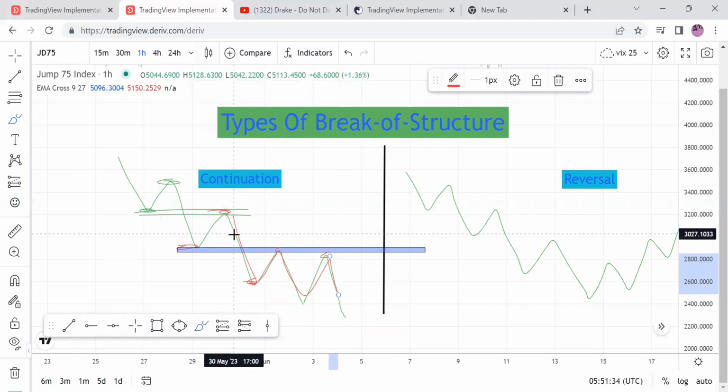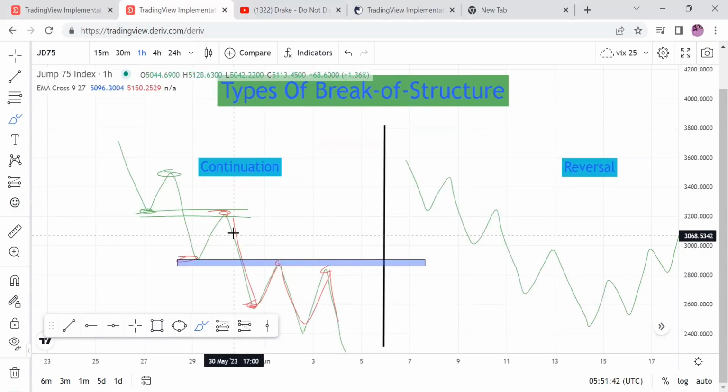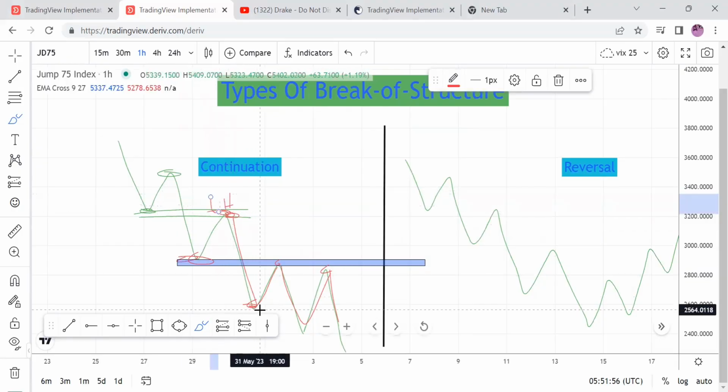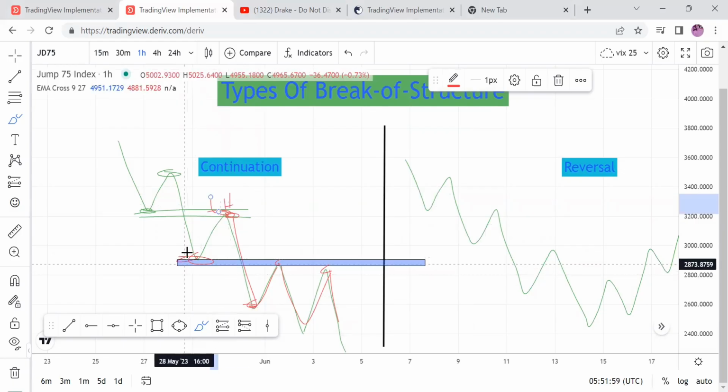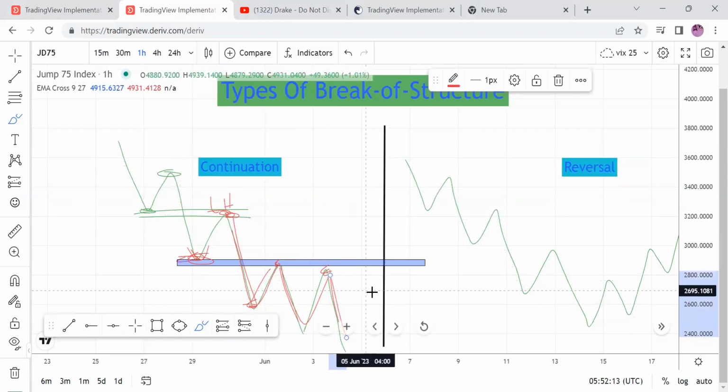So this is an example of a continuation breaker structure where the market does not change its original trend, and we're still maintaining structure. But at the same time, in order for the market to push from a lower high point to a lower low, we have to take out structure. Where is the structure? Right at support, right here at this previous lower low point. So we keep on taking out that structure and pushing to the downside. That is an example of a continuation breakout structure.